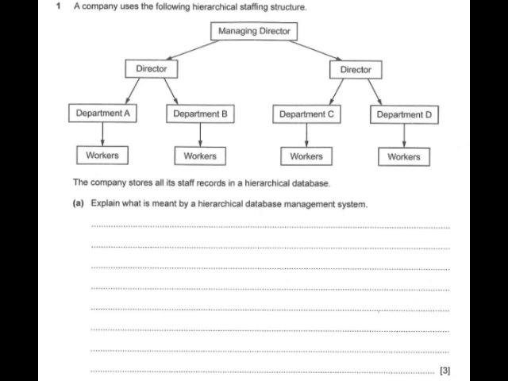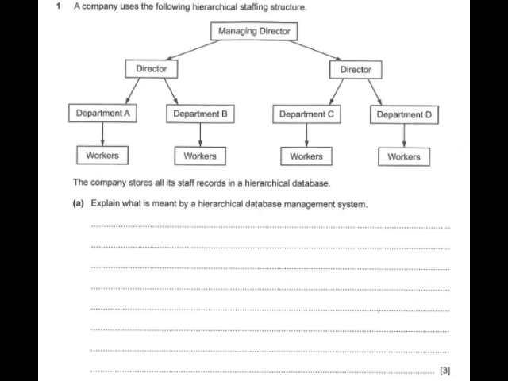A hierarchical database management system, HDBMS, organizes data in a tree-like structure, similar to the company's staffing structure shown in the diagram. In this system, data is arranged in levels, where each record has a single parent and may have multiple child records. For instance, in the given diagram, the managing director is at the top level, followed by directors, departments, and workers at subsequent levels.